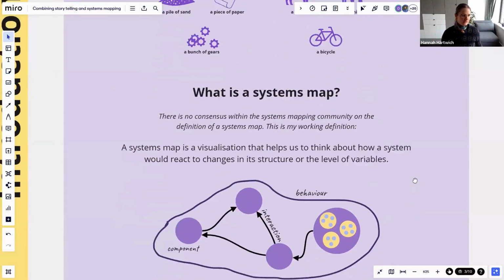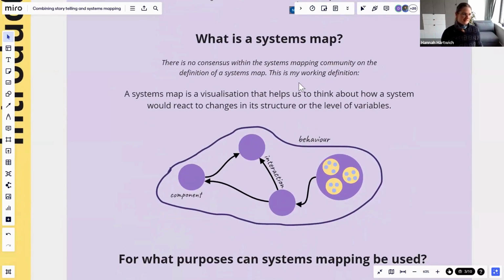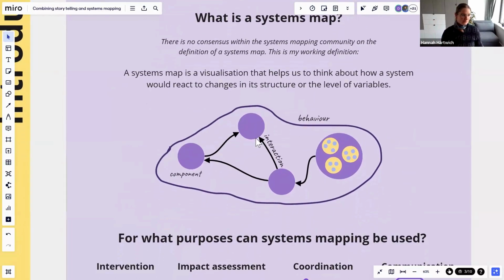And then looking into what is actually a systems map. Here, it's maybe good to mention there's not really a consensus on the definition of systems mapping. But my working definition is that a systems map is a visualization that helps us to think about how a system would react to changes in its structure or the level of variables. So again, looking at the components, looking at variables, and how they are connected to each other and visualizing that.